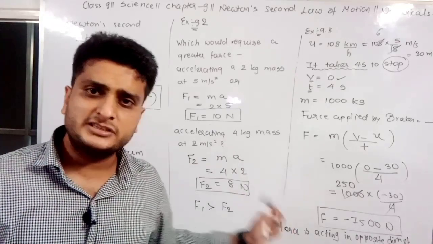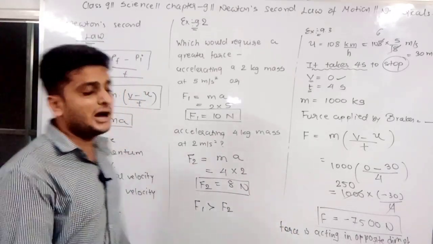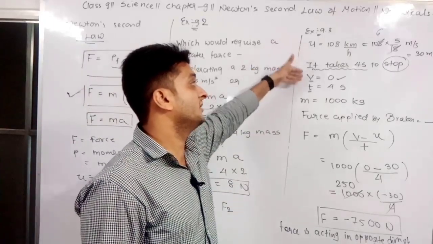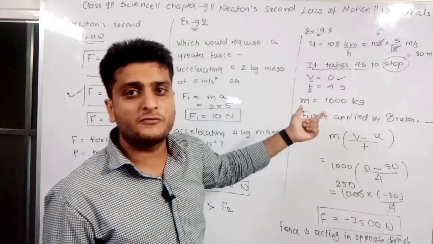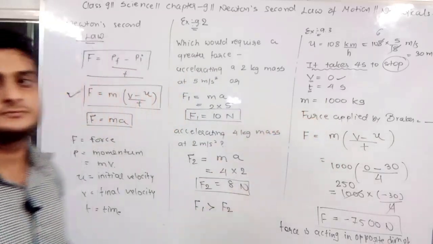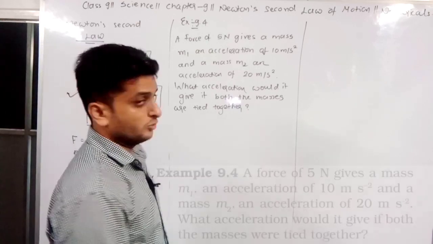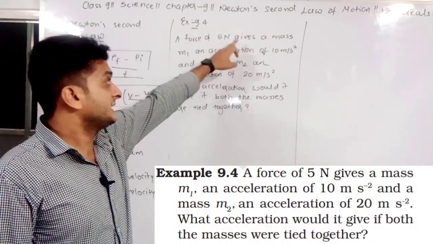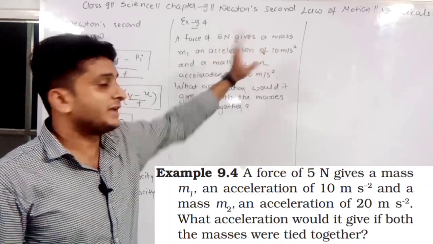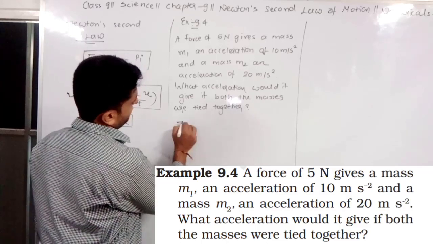Is it clear? We just need to remember these three formulas. And when you read the data, you have to get this data out of the question. Once you get this data out of the question, then it is a cup of tea. Do it quickly. Okay, example number 9.4. A force of 5 Newton gives a mass m1 an acceleration of 10 meter per second square. Right. So first we will talk about mass m1.